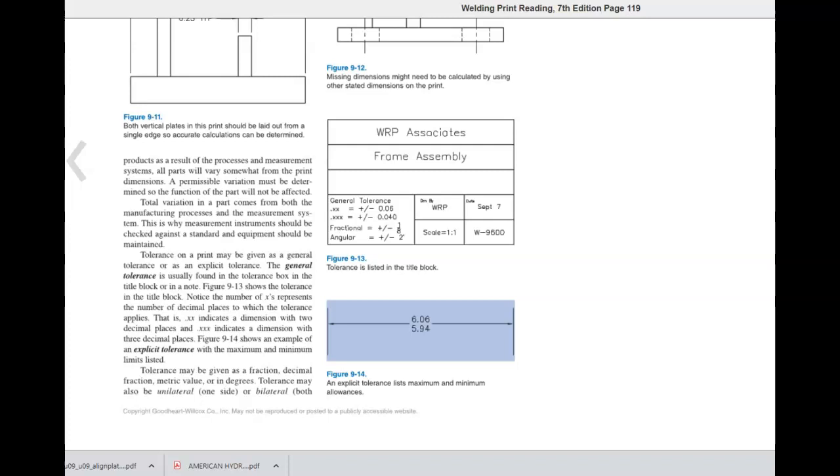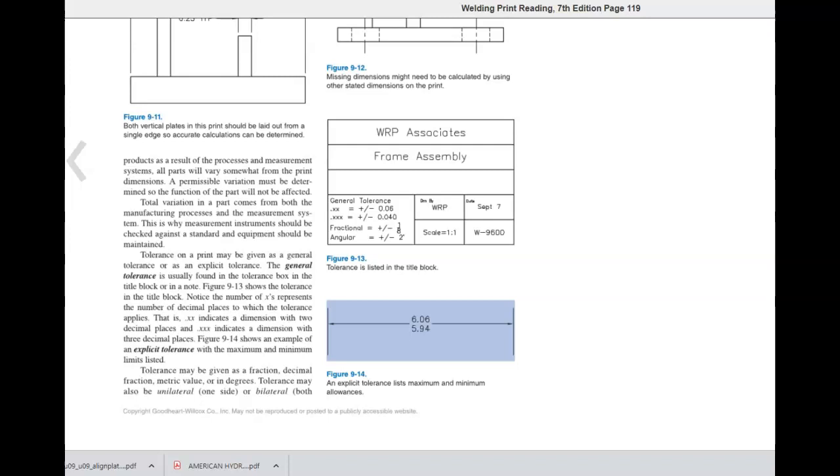Notice the number of X's represents the number of decimal places in which the tolerance applies. That is, .xx indicates a dimension with 2 decimal places and .xxx indicates a dimension with 3 decimal places. Figure 9-14 shows an example of an explicit tolerance with maximum and minimum limits listed. Tolerance may be given as a fraction, decimal fraction, metric value, or in degrees.